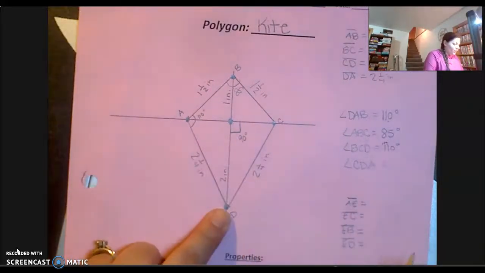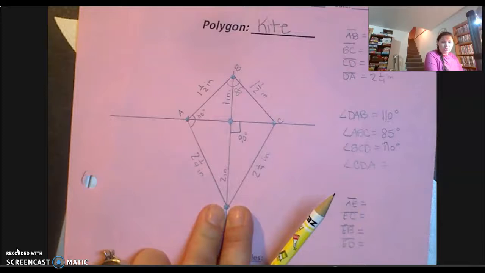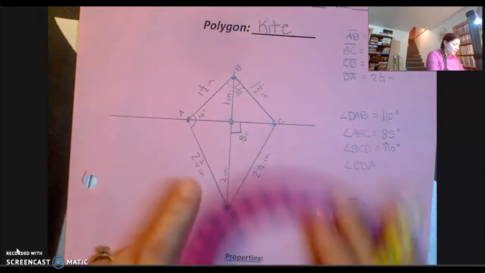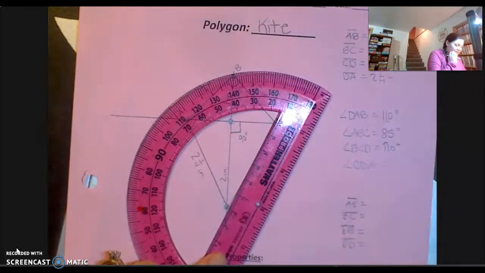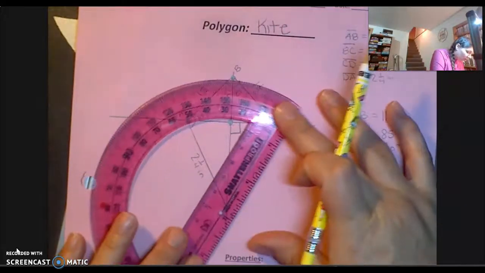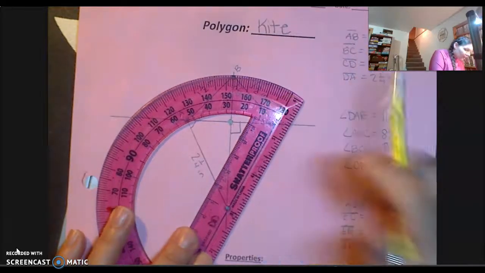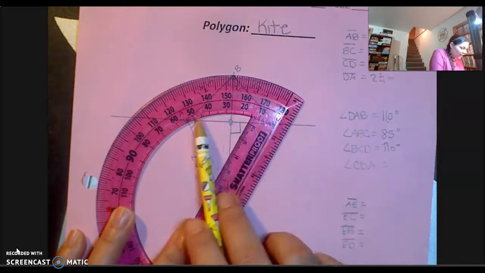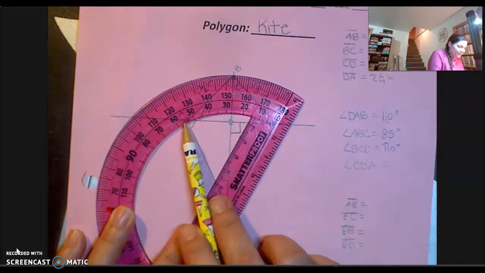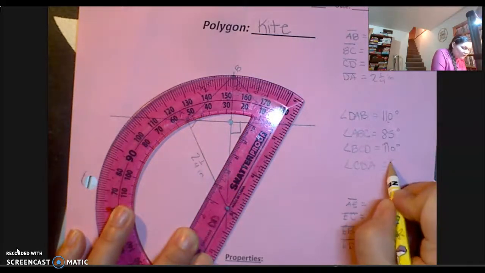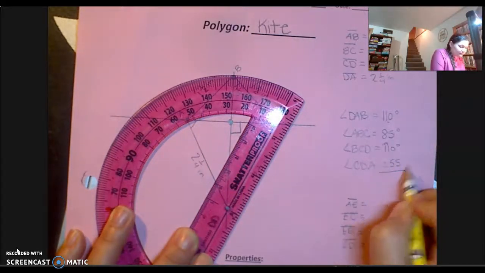And the last one, I can see that it's a smaller angle, so I know it's an acute angle, and that's angle CDA. We line our protractor up on the middle point. And we can see it crosses, it's past 50, not quite to 60. We're going to call it 55 degrees.